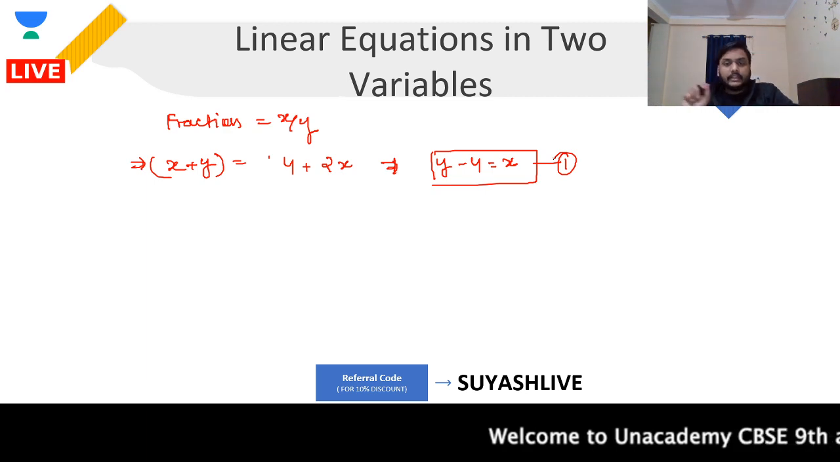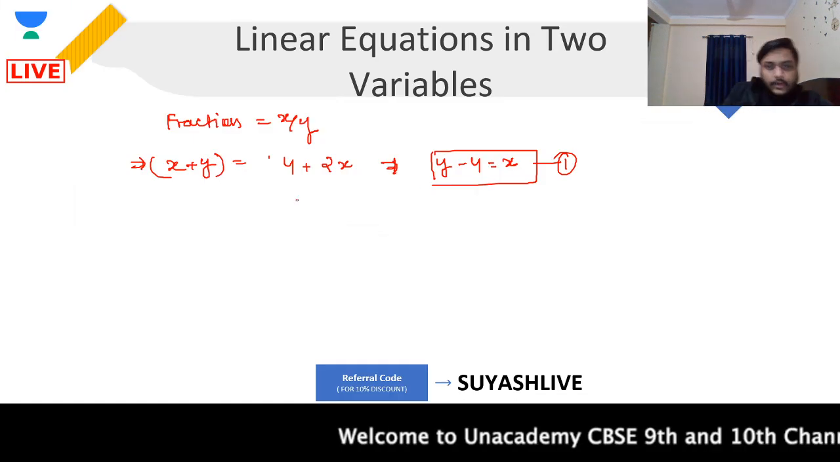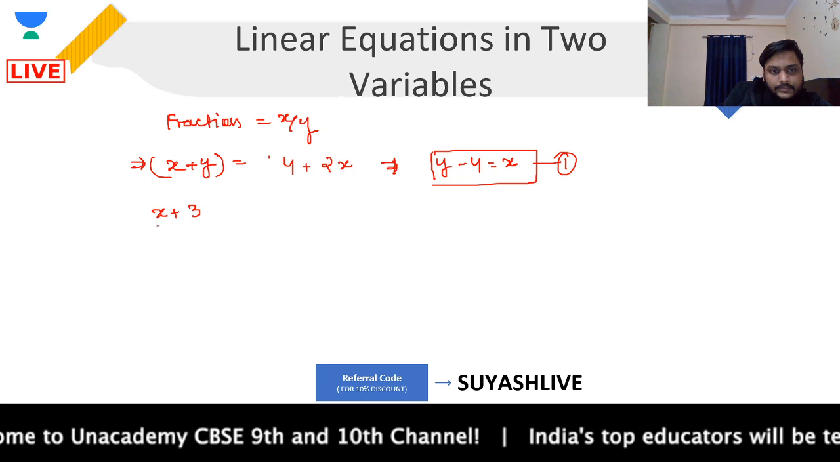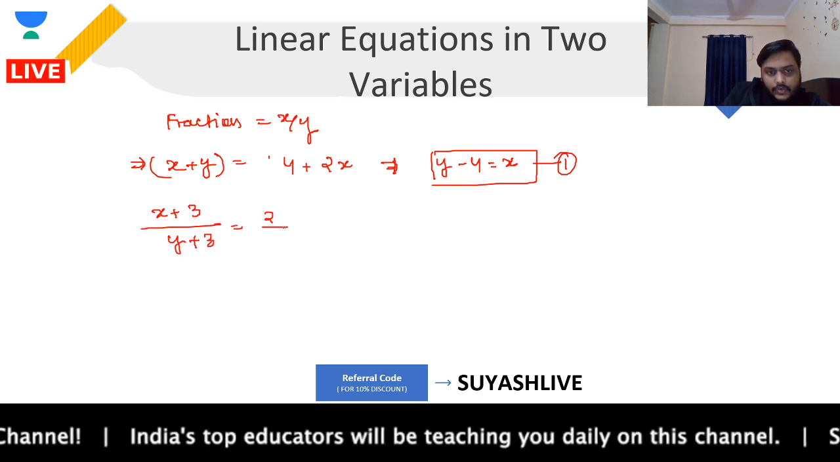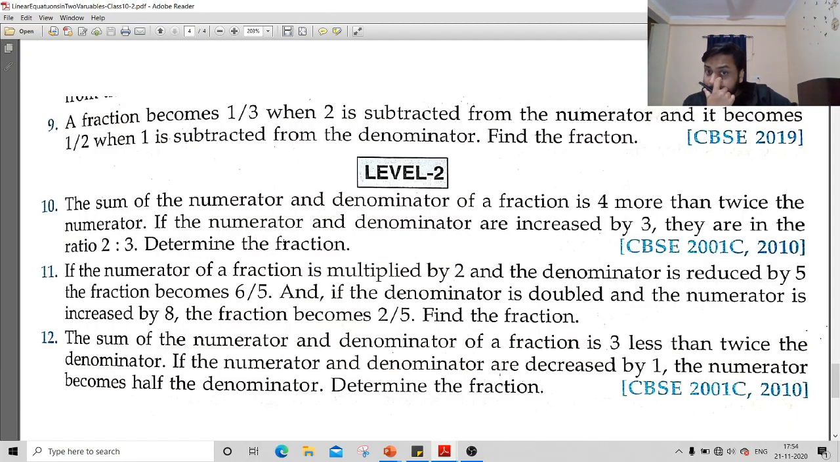Okay, now second thing will be what, when I'm talking about the second thing over here, the second relation is that if the numerator and denominator are increased by 3. Now if I'm increasing both the numerator and denominator by 3, they are in the ratio 2:3. Focus. Now if I'm saying that x is increased by 3, and if I'm saying that y is also increased by 3, then the ratio will be nothing but 2/3. Let's check it out, let's take a look once. Okay, so when I'm increasing both of them by 3, then the ratio will be 2/3.